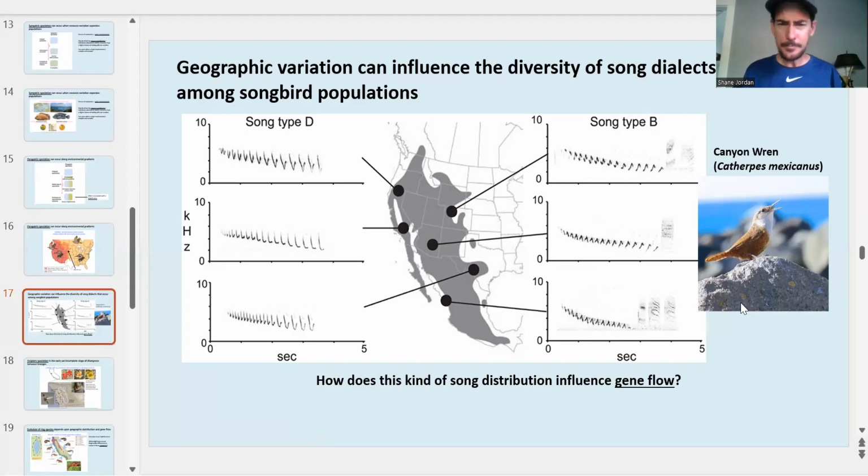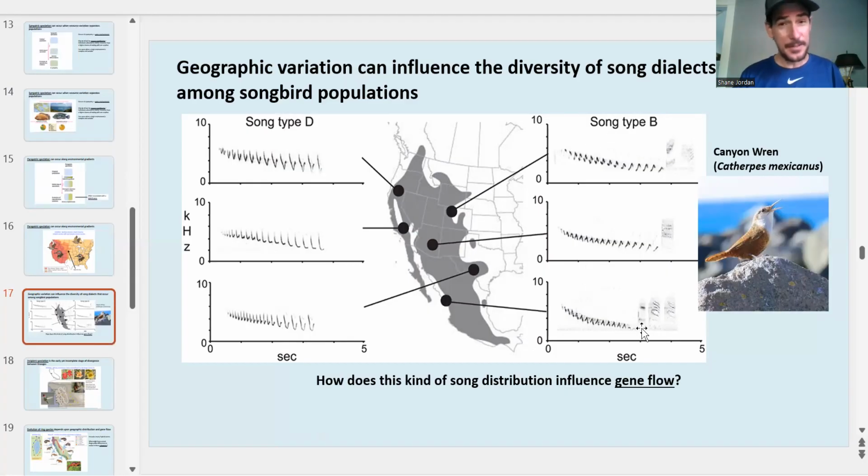But as it turns out, because not all the environments where certain birds might occur are exactly the same, this kind of changes the sort of acoustic signal that is being sent out in these different places. So we can look at this example from the canyon wren. And we can look at these 6 different populations of canyon wrens and 6 different songs that come from these populations. And as it turns out, 3 of these songs are very, very similar to one another, and the other 3 are more similar to one another.